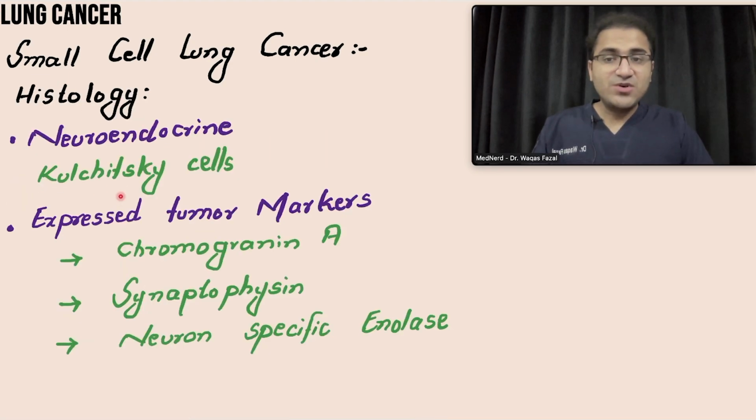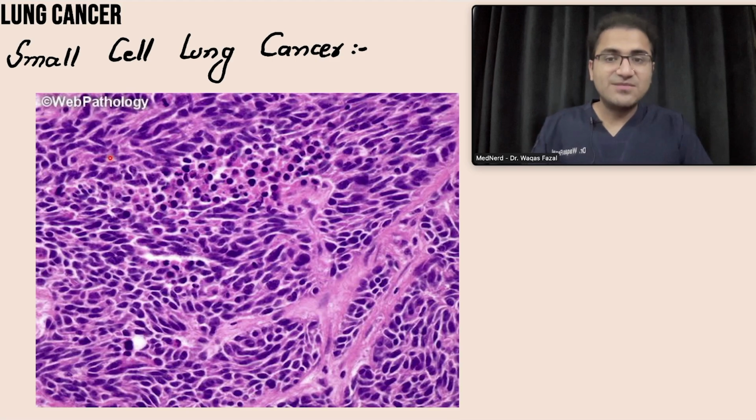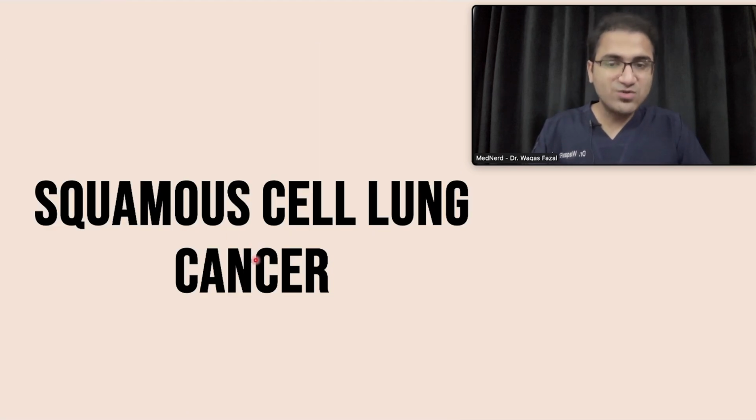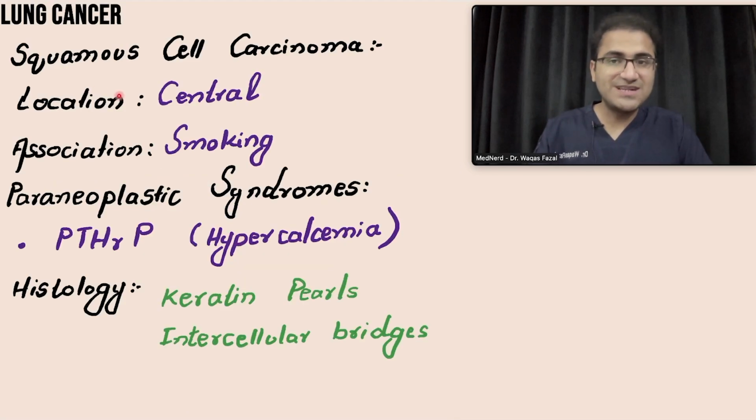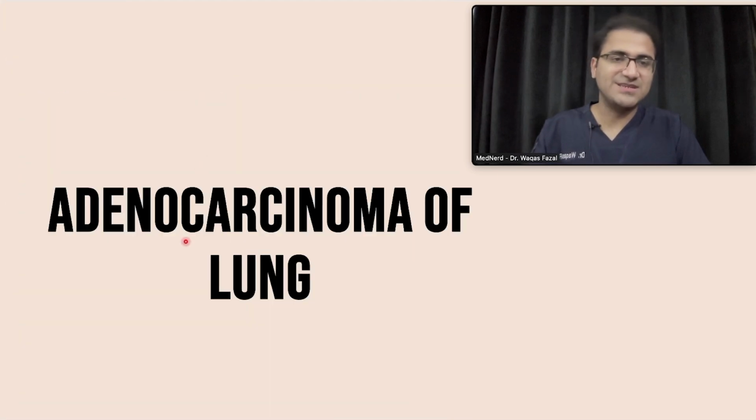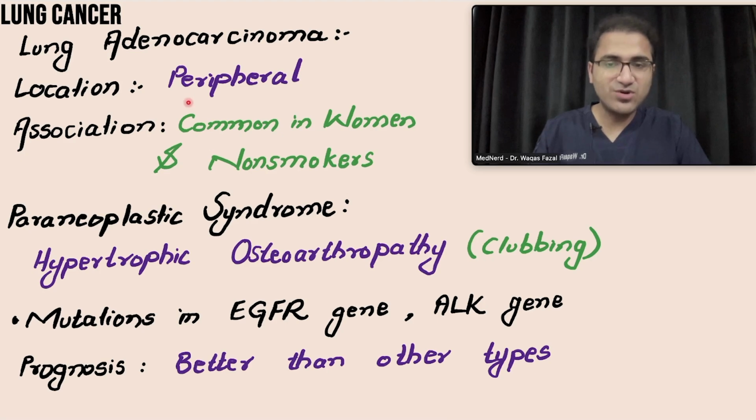Then we talked about the neuroendocrine Kulchitsky cells. This is a picture of small cell lung cancer. Squamous cell lung cancer. Squamous cell, central, smoking, all the S's. Paraneoplastic syndrome, very important. Keratin pearls are seen. Adenocarcinoma of lung, the most important point is hypertrophic osteoarthropathy is seen.